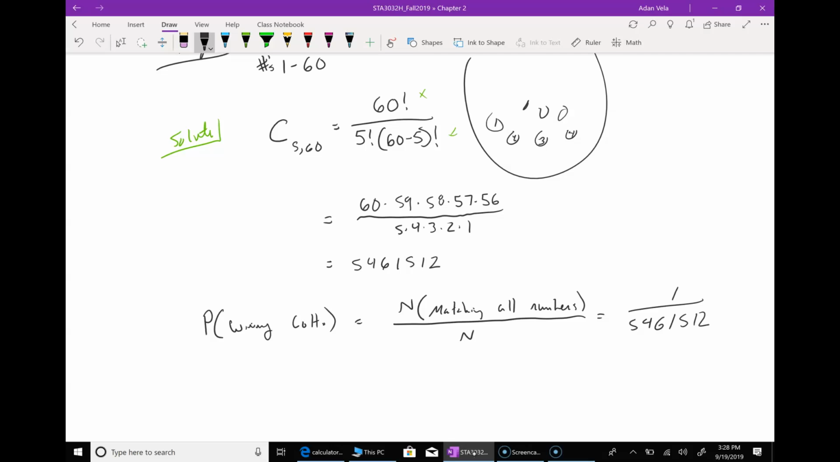What this tells you, and we'll get to this later when we start doing expected earnings or expected reward, is that it doesn't really make sense to play the lotto unless the expected reward for the lottery is more than $5.4 million. Or else on average you're going to lose money.